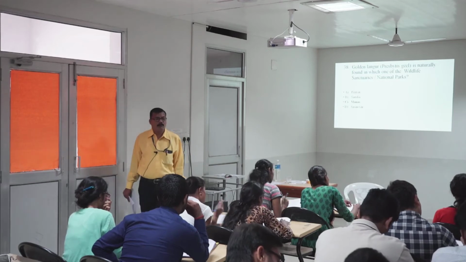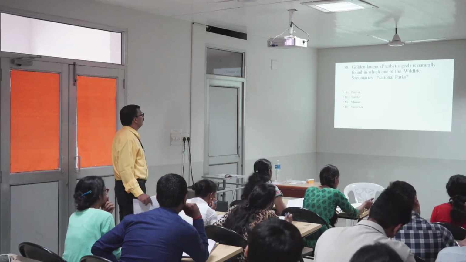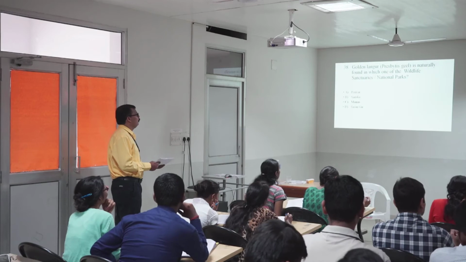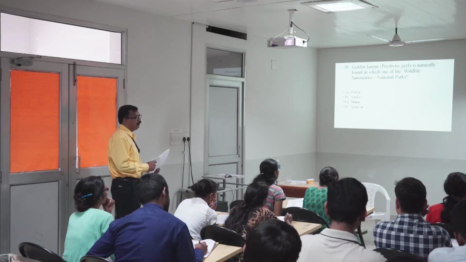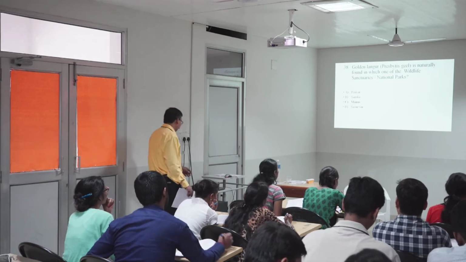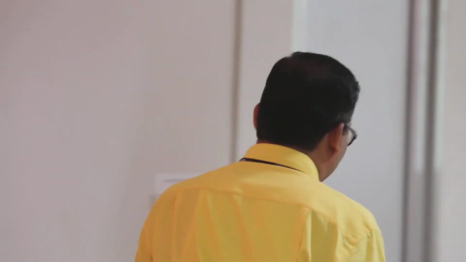The golden langur is naturally found in which of the wildlife sanctuaries? The answer is Manas. When a harmless species takes advantage by resembling the aposematic coloration of other species that are toxic, it is called Batesian mimicry.